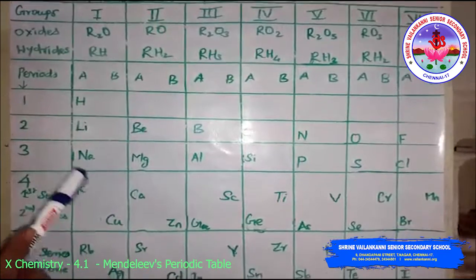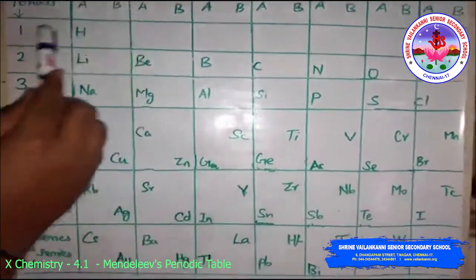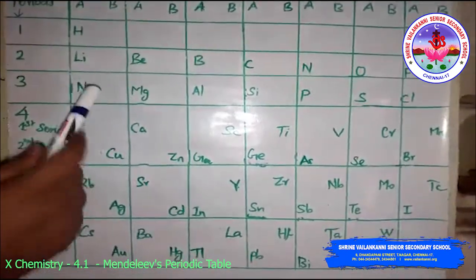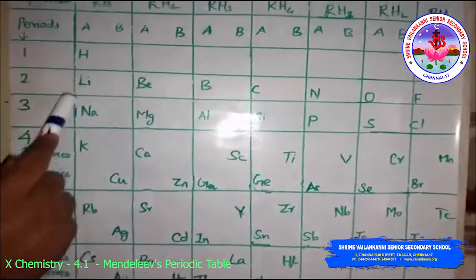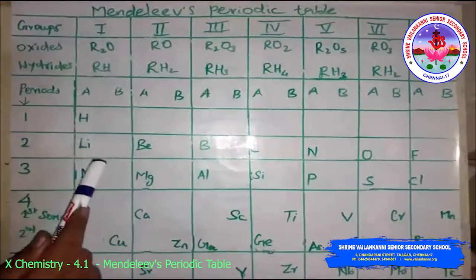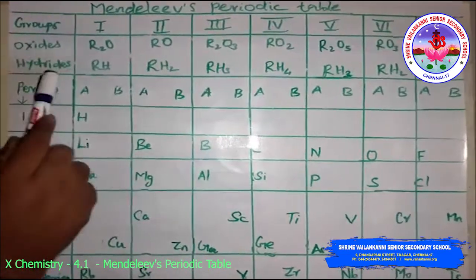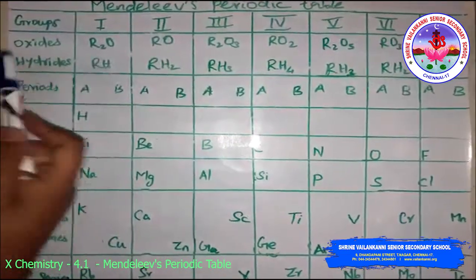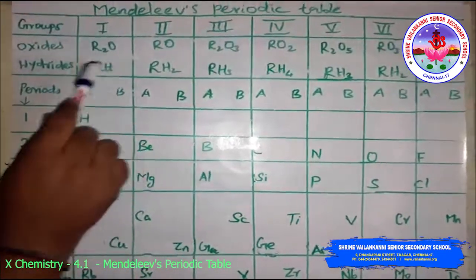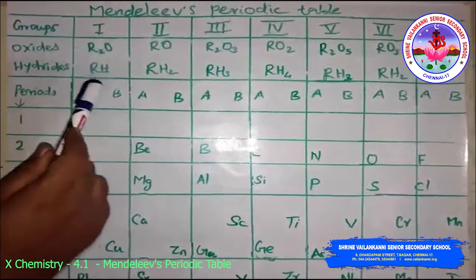That means known. He examined the relationship between the atomic masses of the elements and their physical and chemical properties. Among the chemical properties, Mendeleev concentrated on the compounds formed by the elements with oxygen and hydrogen, because many of the elements react with oxygen and hydrogen. That means they form oxides and hydrides.